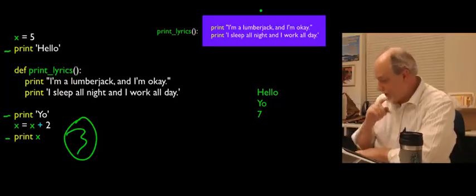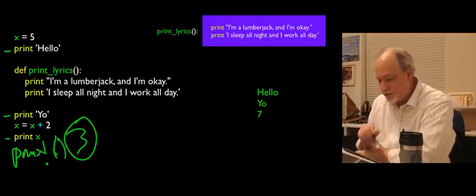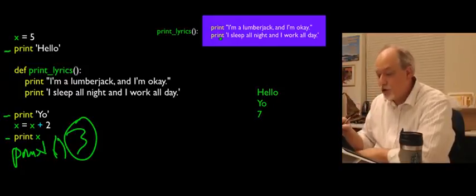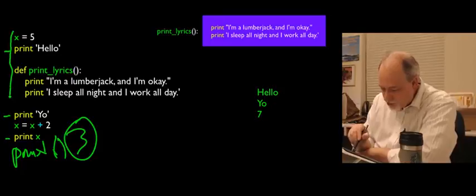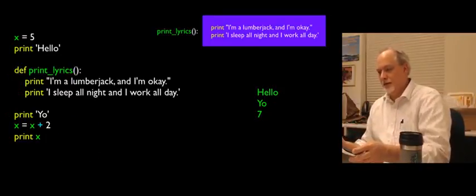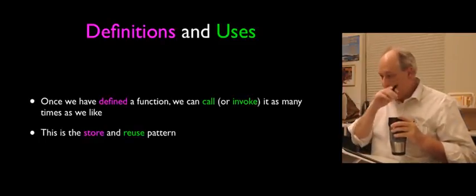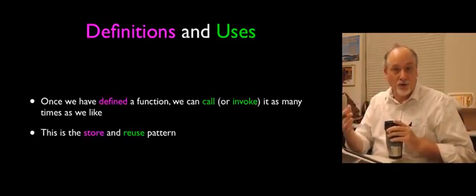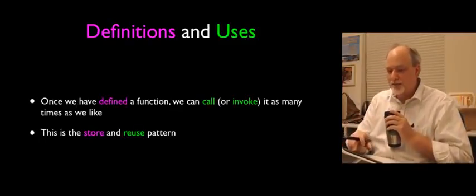And that's because we never actually invoked it. We had to say print lyrics, parenthesis, or whatever, to cause it to call this. Okay, that's just to emphasize that as it looks at it, it does not execute these lines. So once we defined a function, once we have given it a name, given it code that is a part of it, then we can invoke it or call it as many times as we like.